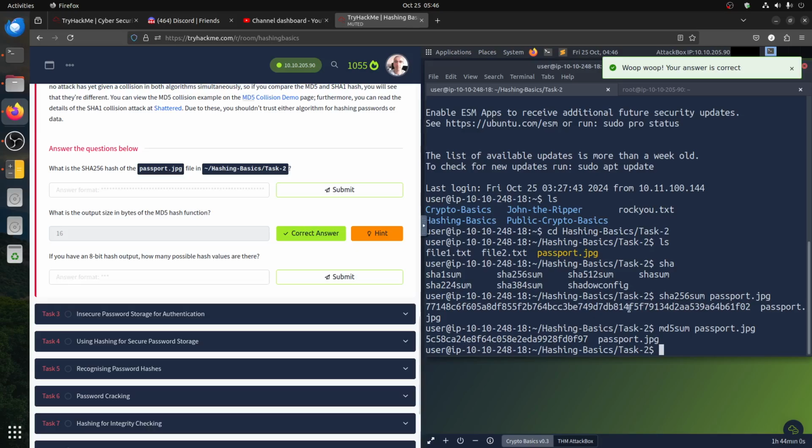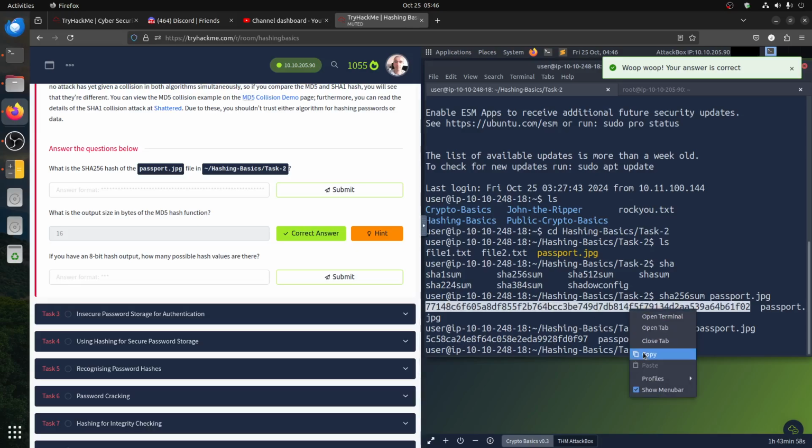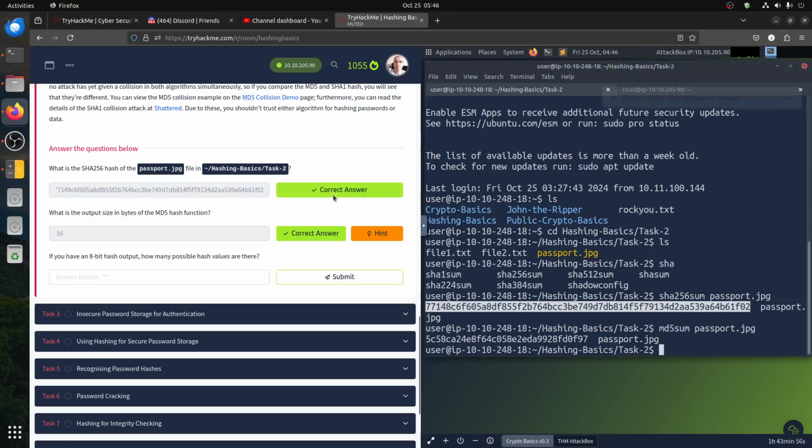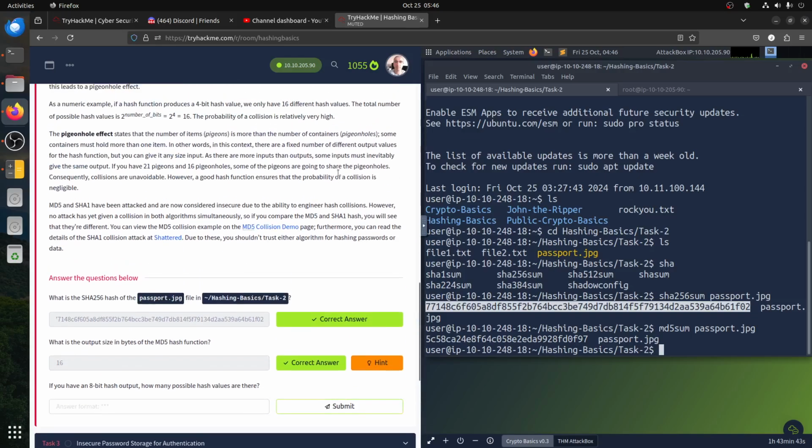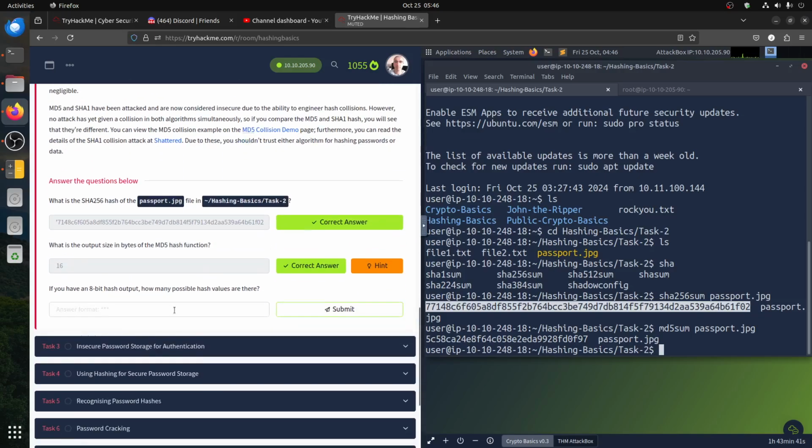We got the hash for the SHA, and then if you have an 8-bit hash output, how many possible hash values? Yeah, this is the math. It's 2 to the power of 8, which should give you 256.